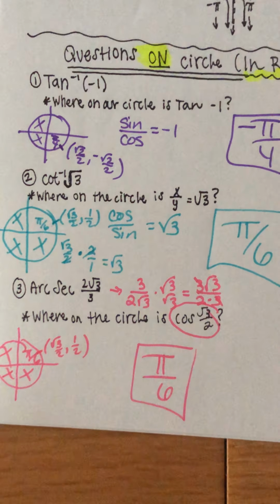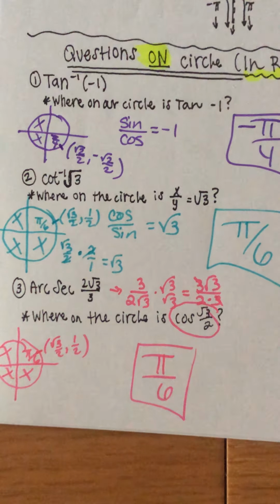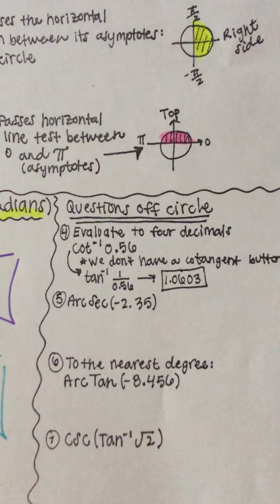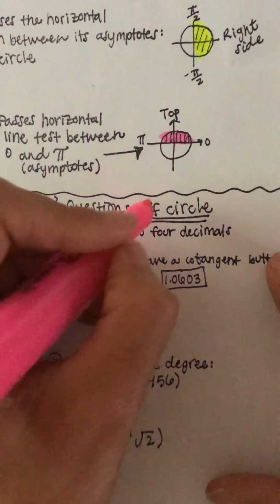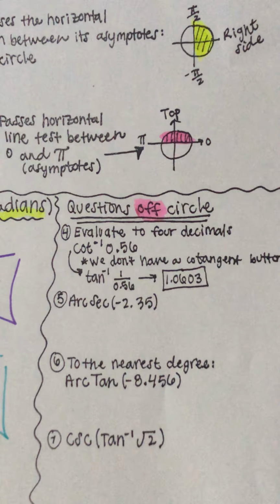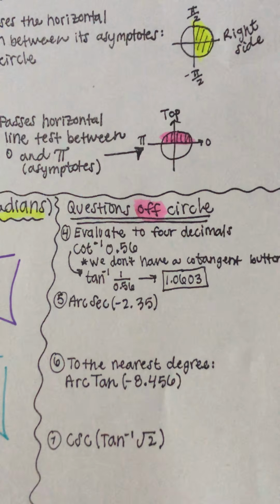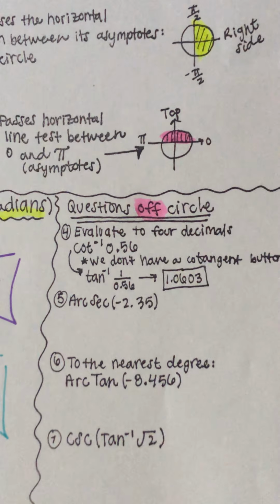Okay, so those are all the questions that are on the circle. For the ones that are off the circle, that's what's next, and I'm going to keep up with my color coding here. So number 4, it says to evaluate to 4 decimals, cotangent inverse of 0.56.